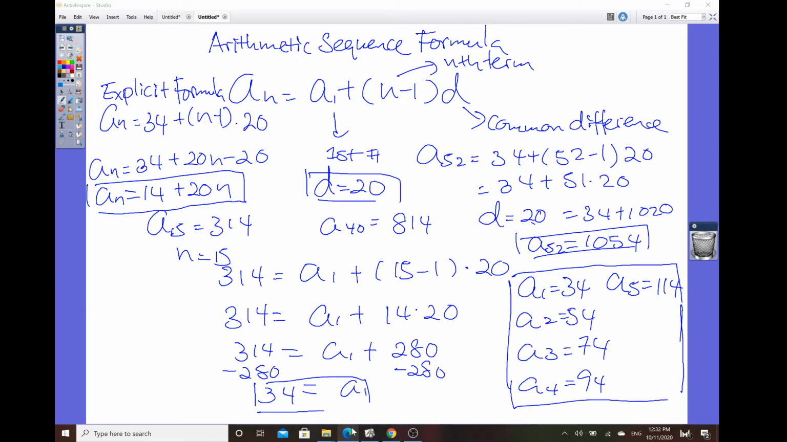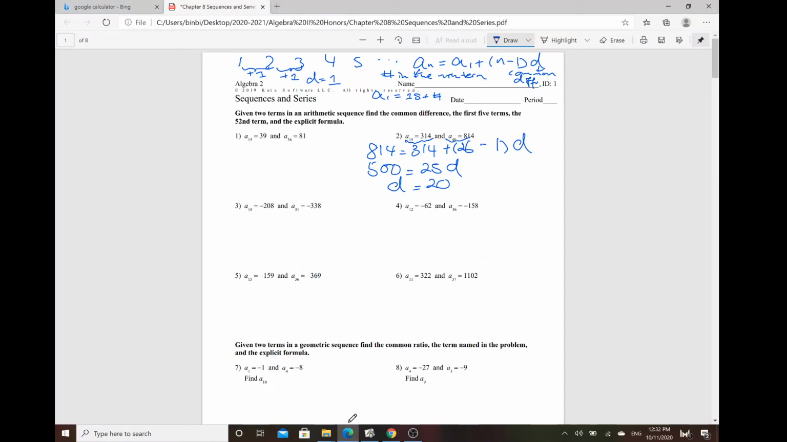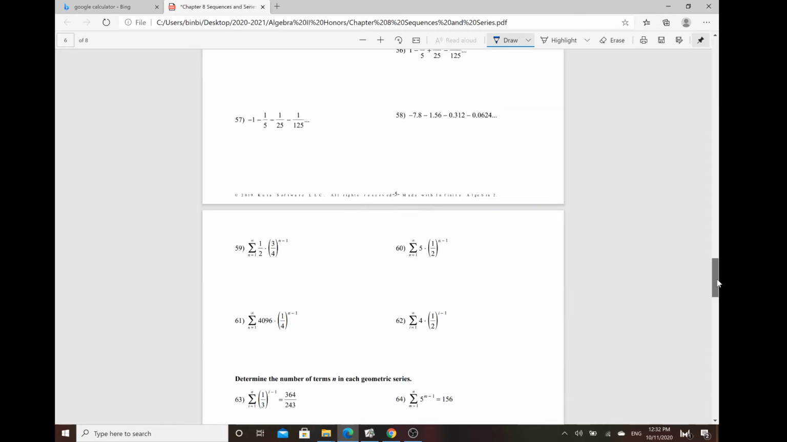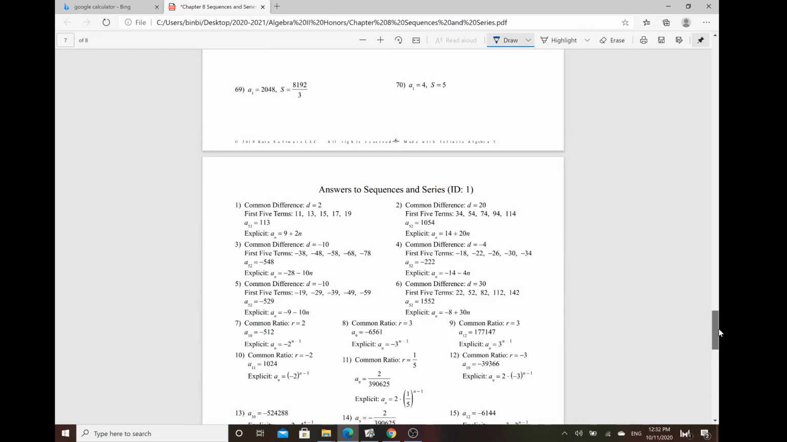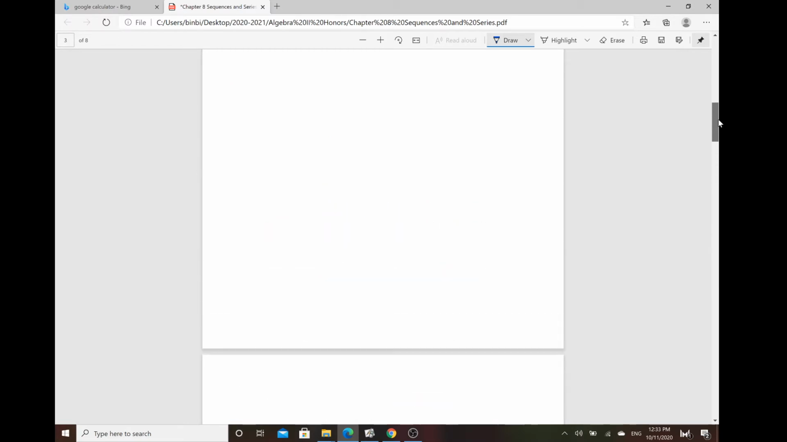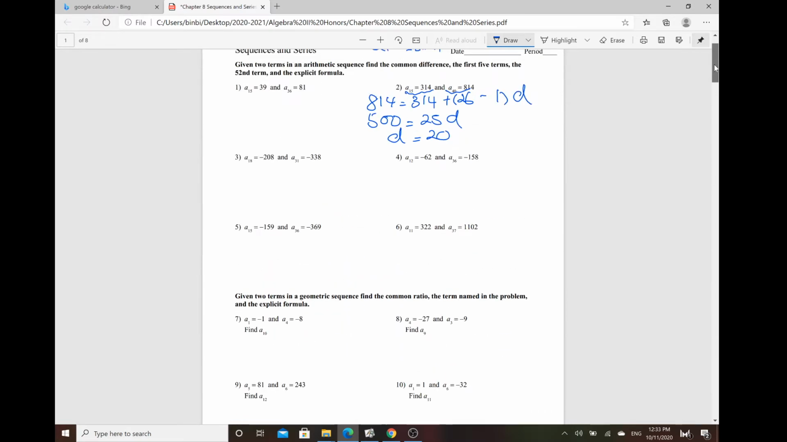Okay, so going back to the page. You can always check the work down at the bottom of the page. So number 2. Okay, so here's the 1. Now let's try another problem, which is similar to this.